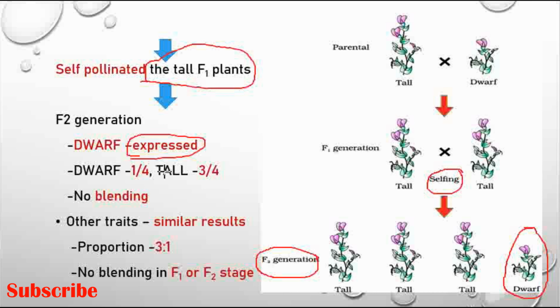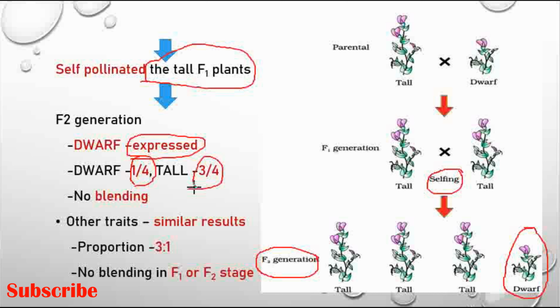So the ratio in which the dwarf plant was seen was 1/4, and for the tall it is 3/4. Out of 4, 3 plants were tall. So we can say it as the proportion of the plants that were dwarf was 1/4 of the F2 plants, and 3/4 of the F2 plants were tall. We can say it like that. So in proportion he said it like that.